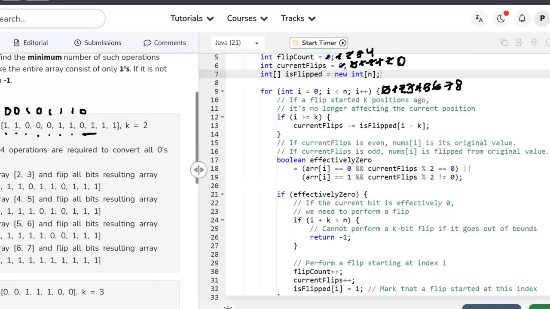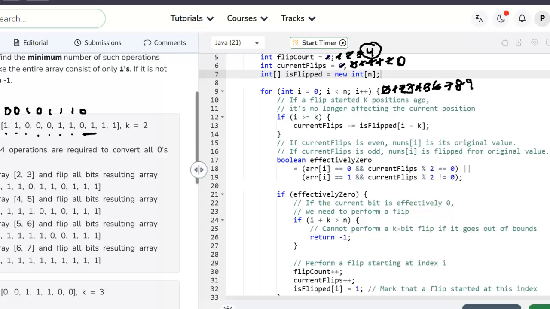All right, is that effectively 0? It's a 1 and there are no current flips. So no, it is not effectively 0. So we don't do anything. We go to 9. And actually, we're just going to repeat this process through the rest of the array. Those 1s are 1s. We haven't done any flips recently enough for those to be effectively 0. So we're going to get to the end of this, and our flip count is going to be 4, which as it happens is the correct answer.